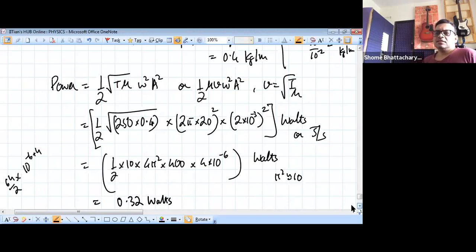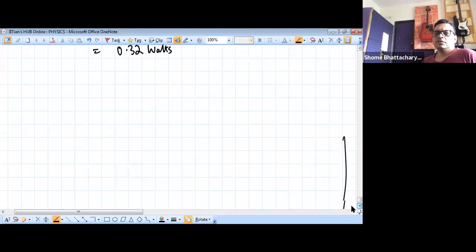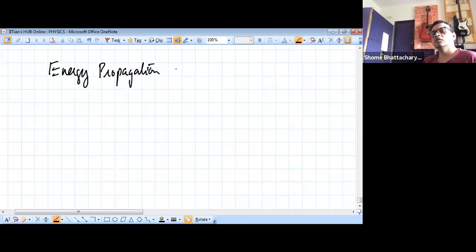So anyway, that's just that relation. Now, one thing which is more important here, which is a property of wave that many people actually don't understand properly, is the concept of energy. Now, energy propagation happens.